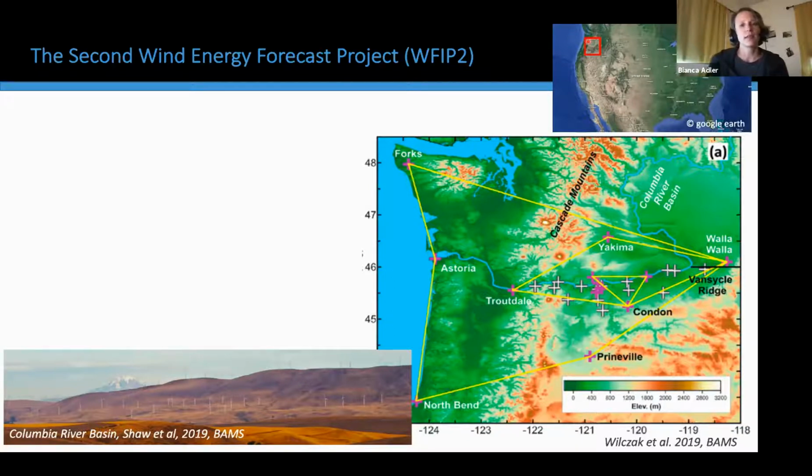So the Columbia River Basin has not only a quite unique and complex topography, but it's also home to a very large amount of wind energy production. At the time of the project, there were more than 6 gigawatts of wind capacity installed in the area.